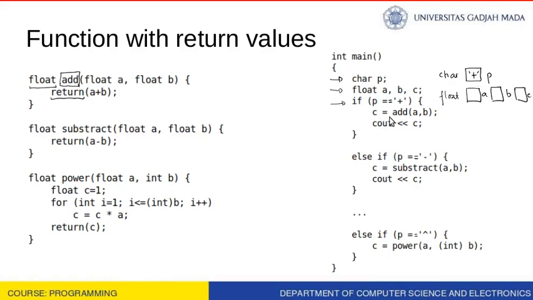Then I do the next line. So what is this? This is c. So c here is equal to add a comma b. So what is add here? Add is a function because it is followed by this bracket. So the program execution will jump from the fourth line to here.